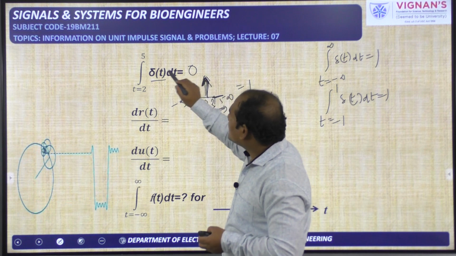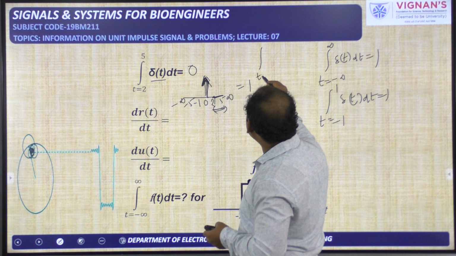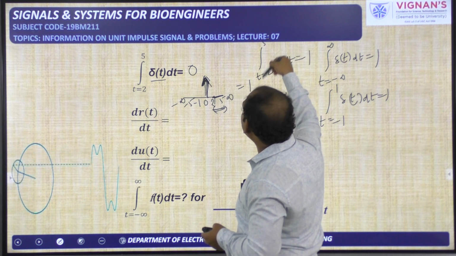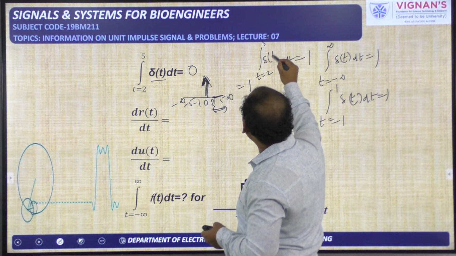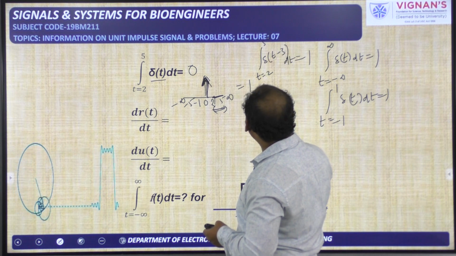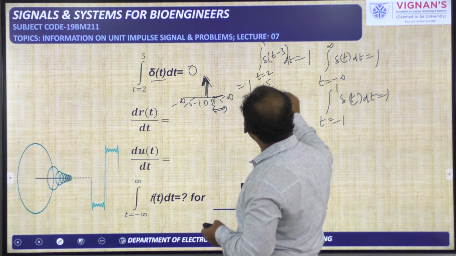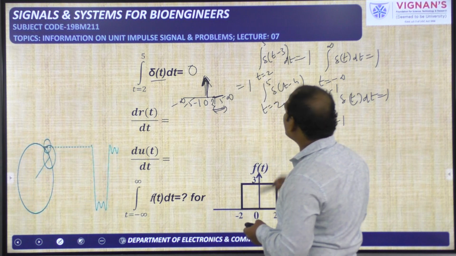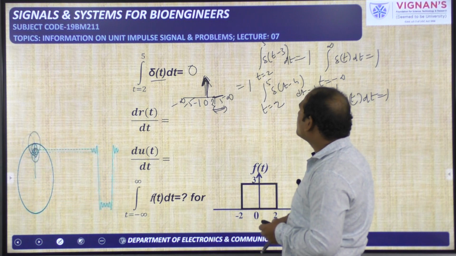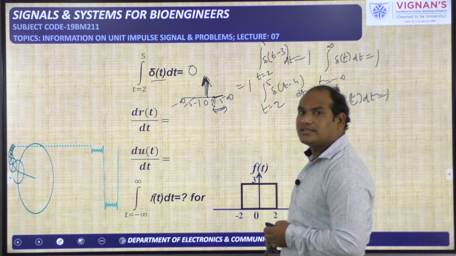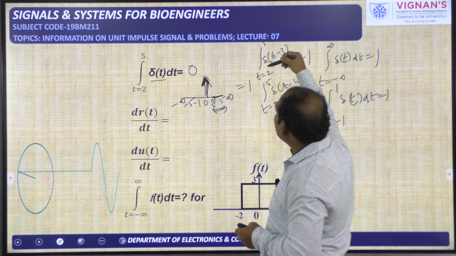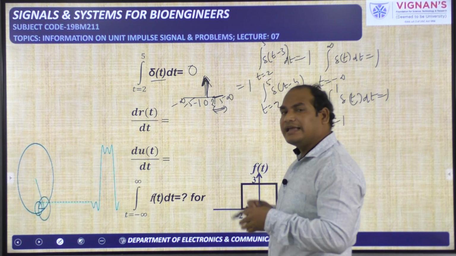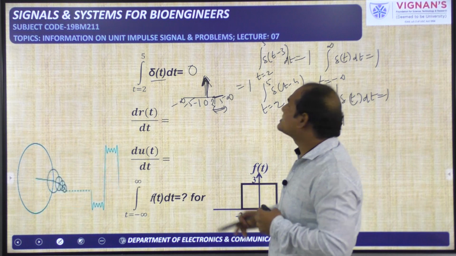This is valid whenever these limits are valid, and the answer you will get is 1 whenever the del is available in between these two limits, that is del of t minus 3, answer is 1, or del of t minus 4, answer is 1 only, because within these limits only del is available. The del is existing at t is equal to 4 in this case, a del is available at t is equal to 3, and you are performing the integration during that portion only, where the del is existing. At that time instant only you are doing the integration, that's why the answer is 1.